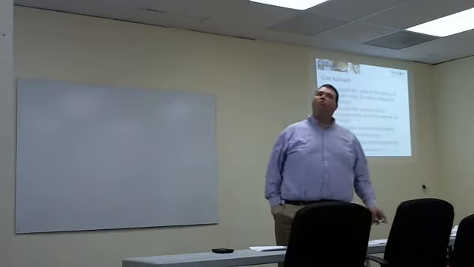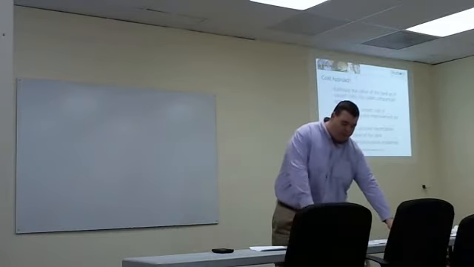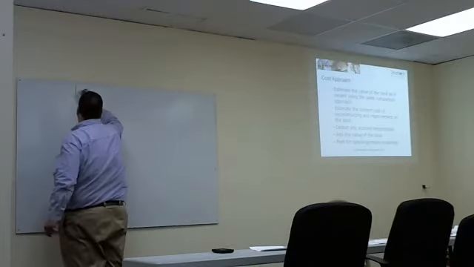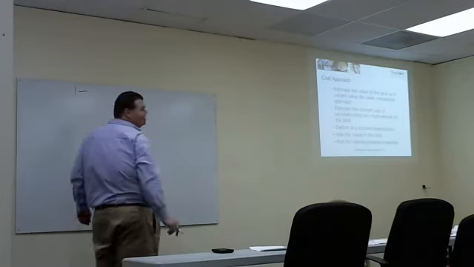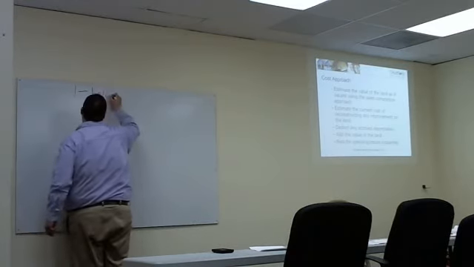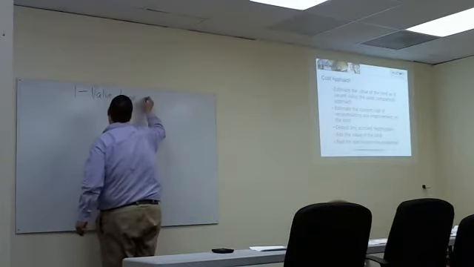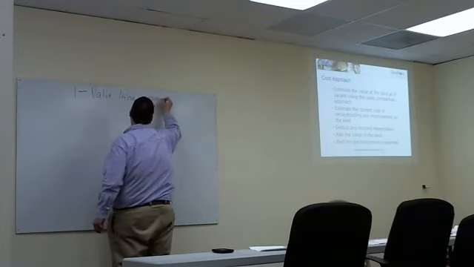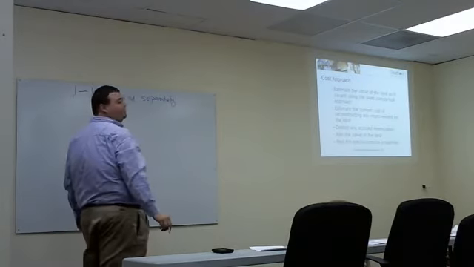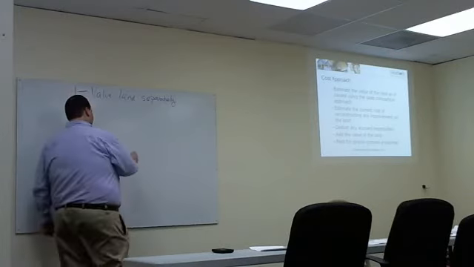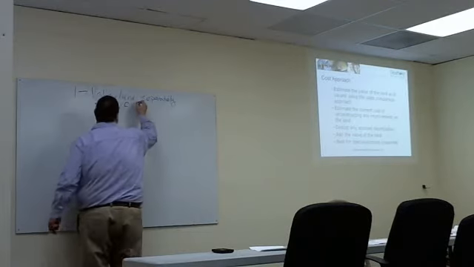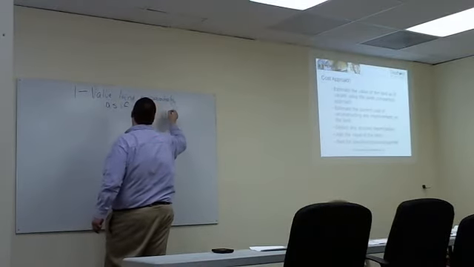So the steps to determining a cost value. Number one, don't use the cost valuation. Number one is value the land separately. Value the land separately. Cost approach, right? This is the cost approach. But you value the land separately as if it is vacant.